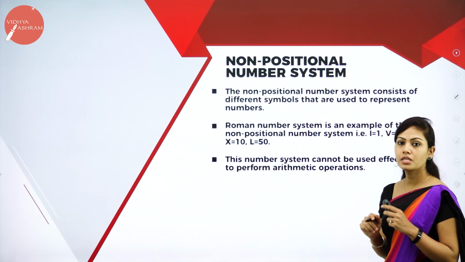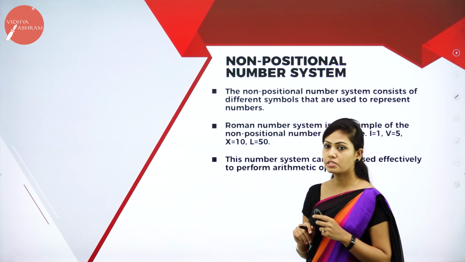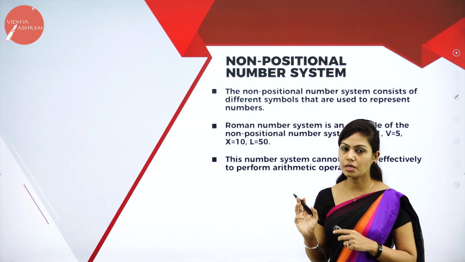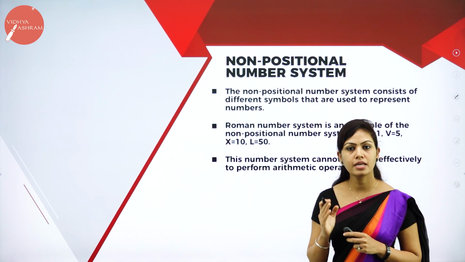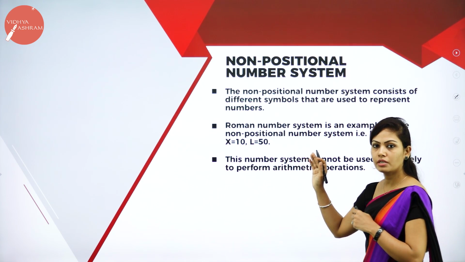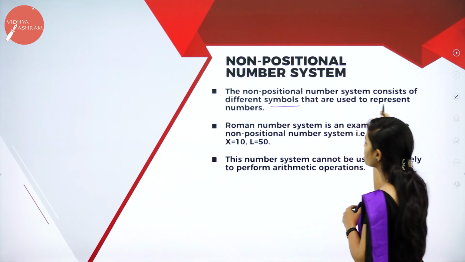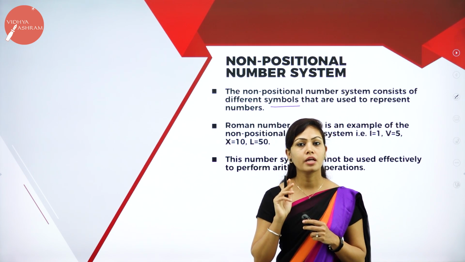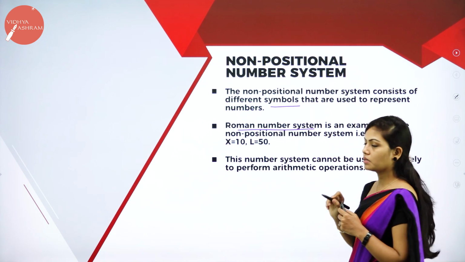So first type is non-positional number system. Non-positional number systems are, in olden days, the people used this number system for performing arithmetic operations called addition and subtraction. This non-positional number system uses different symbols to represent numbers. And the best example for non-positional number system is Roman number system.